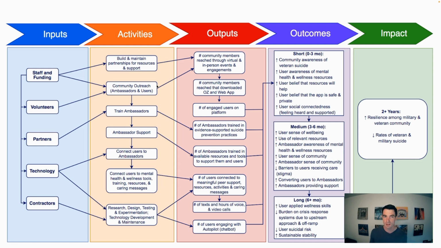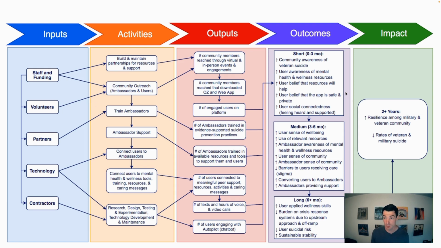So as you're looking at this, for example, one of their activities is building and maintaining partnerships with other veteran serving organizations to get resources and support. This is contributing to the number of community members that we're ultimately reaching through virtual and in-person events and engagements. All of these things contribute to their shorter term outcomes, which include increased community awareness of veteran suicide, belief that resources will help, etc. So that's how you read this across.